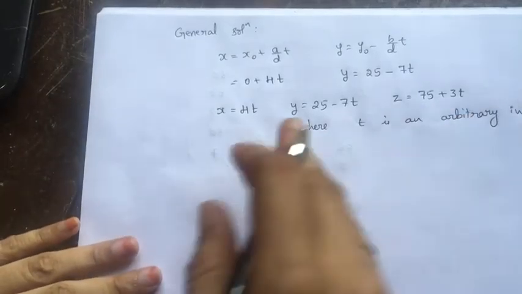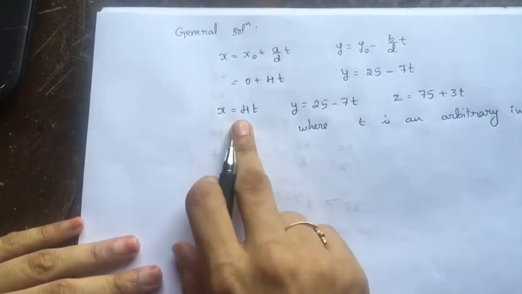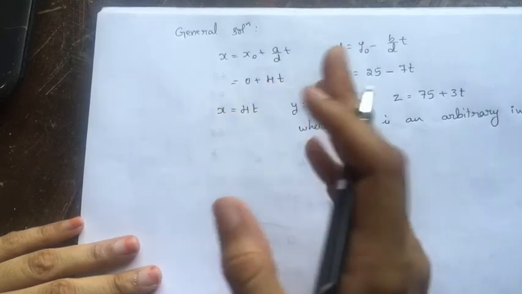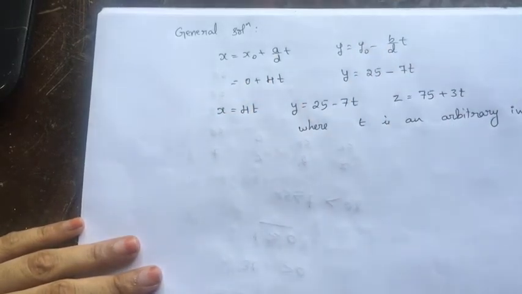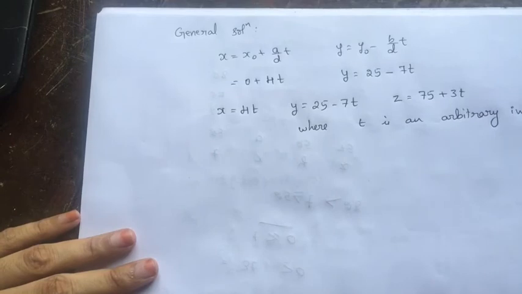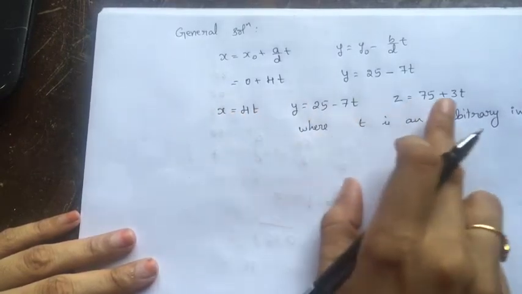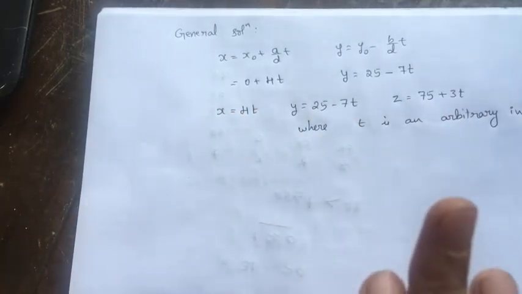So if x is given 4, then the value of y will be 18, z will be 78, like that. So these three should be greater than 0.